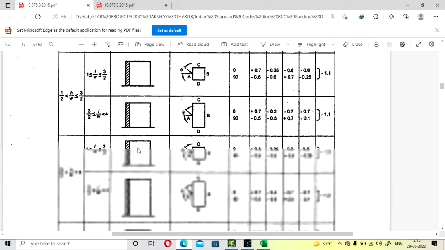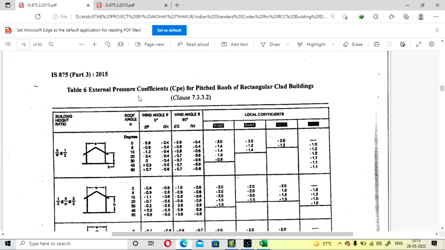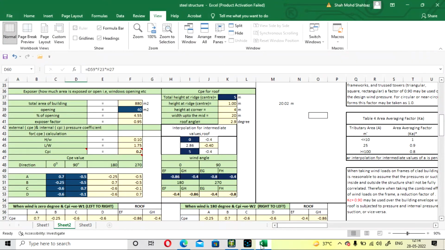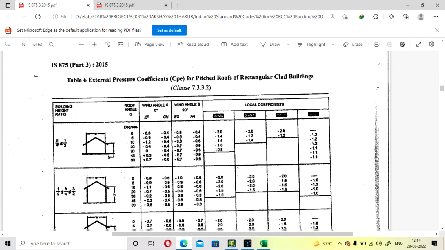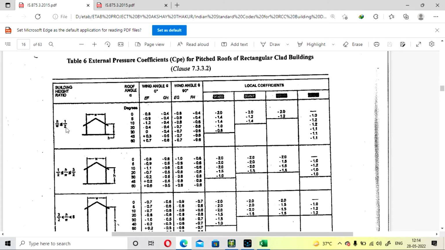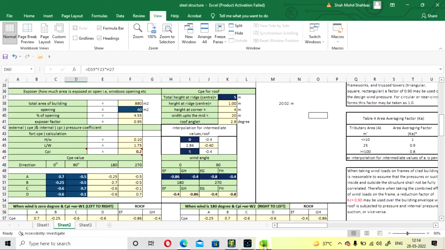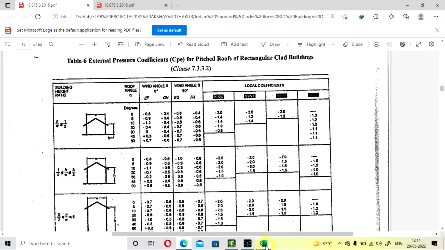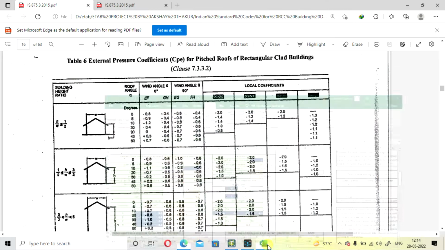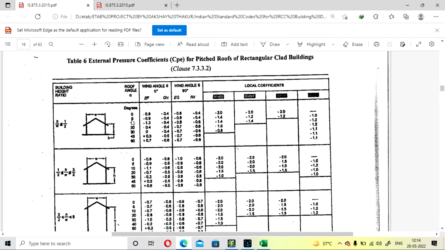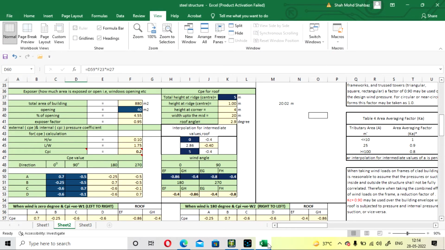So from the code, we will go to the code here. External pressure coefficient for pitched roof of rectangular clad building. Okay, so if h by w is less than or equal to 1 by 2, so our h by w value is 0.1, so this will be okay. So it will be coming in this, our angle will be coming at 2.9 degree. So this angle will come between 0 and 5. Okay, so here it is 2.86. Okay, that will be okay, value from the table, this table only.